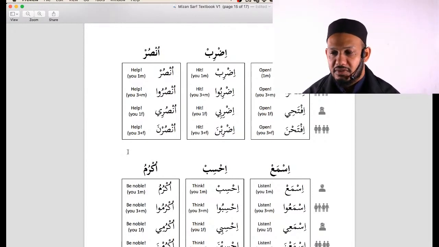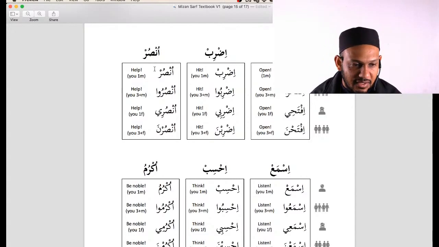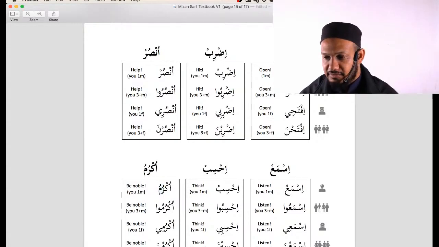When do you use an U and when do you use an E at the beginning? The U, when there is a dhamma on the middle letter. Okay, good. So you can see nasara yansuru. The ain letter, the middle letter, is the sad, which is an U. So the ain letter is a U, and I use an U in the beginning. Karuma yakrumu, it's an U. I use an U at the beginning.